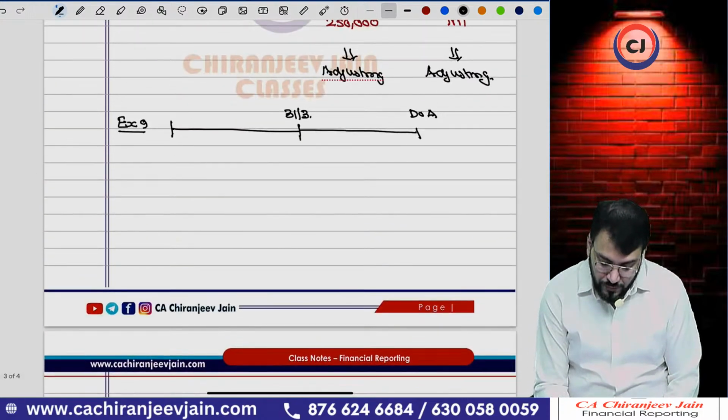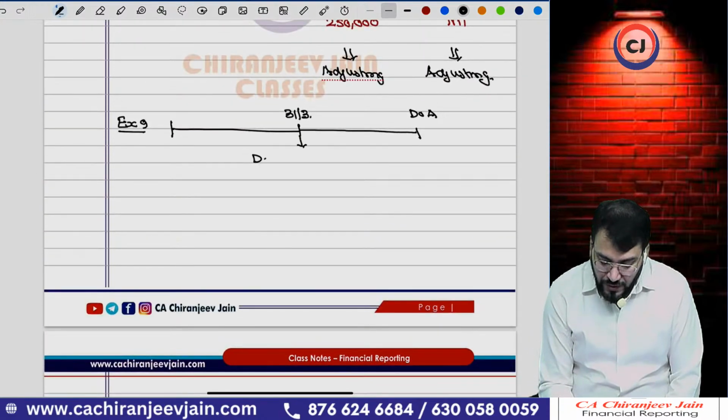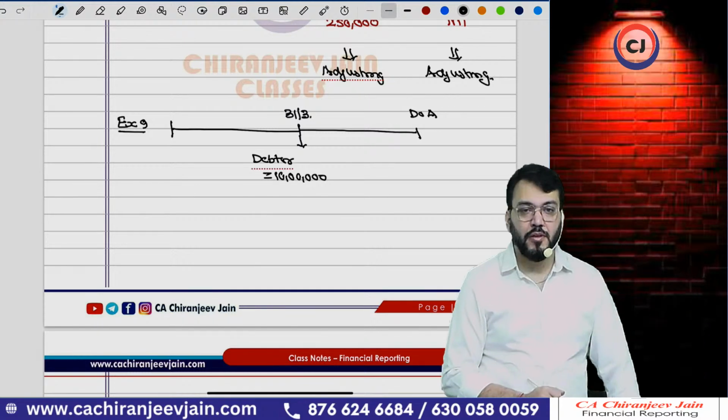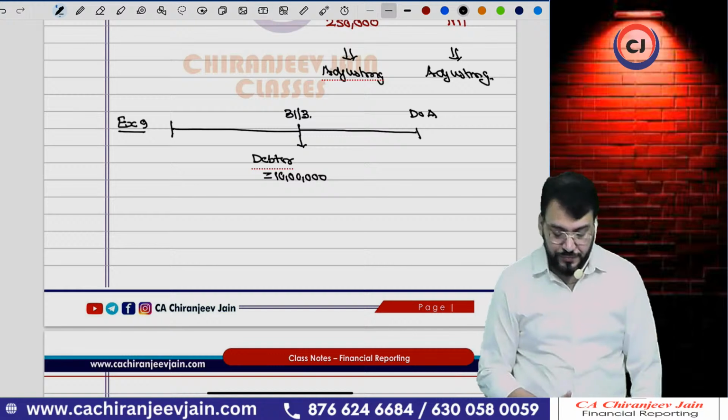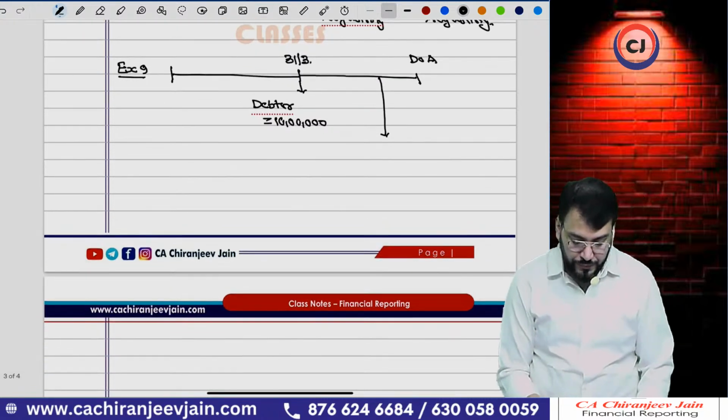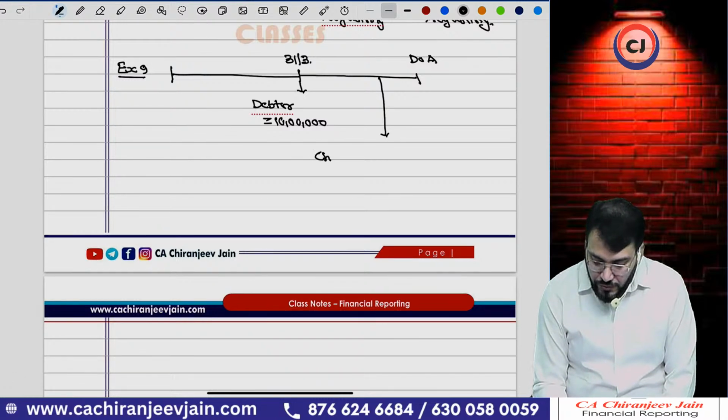Suppose there was a debtor of rupees 10 lakh. Understood? Debtor of rupees 10 lakh. Now, cheque received.